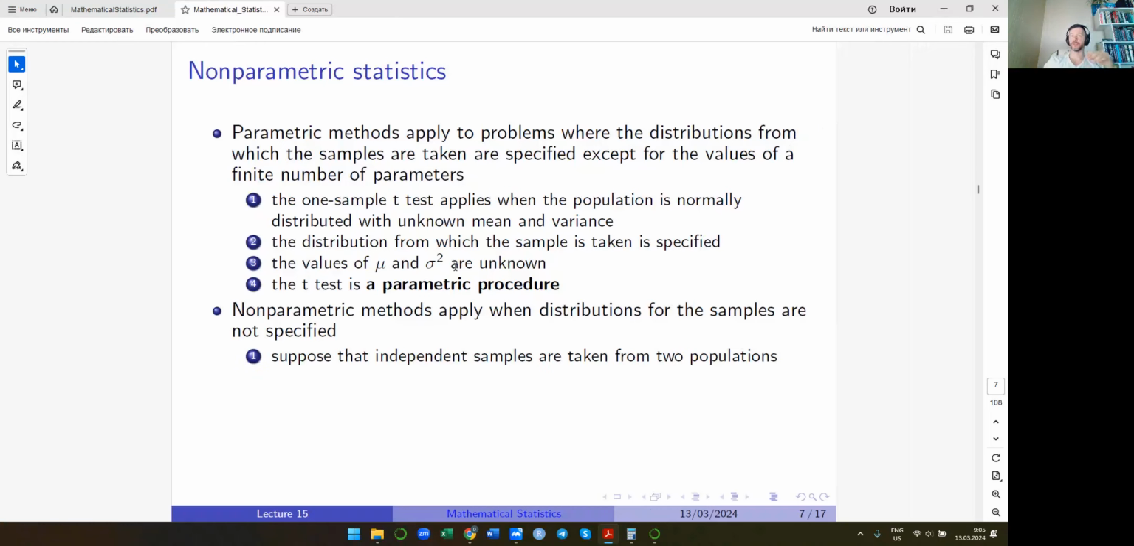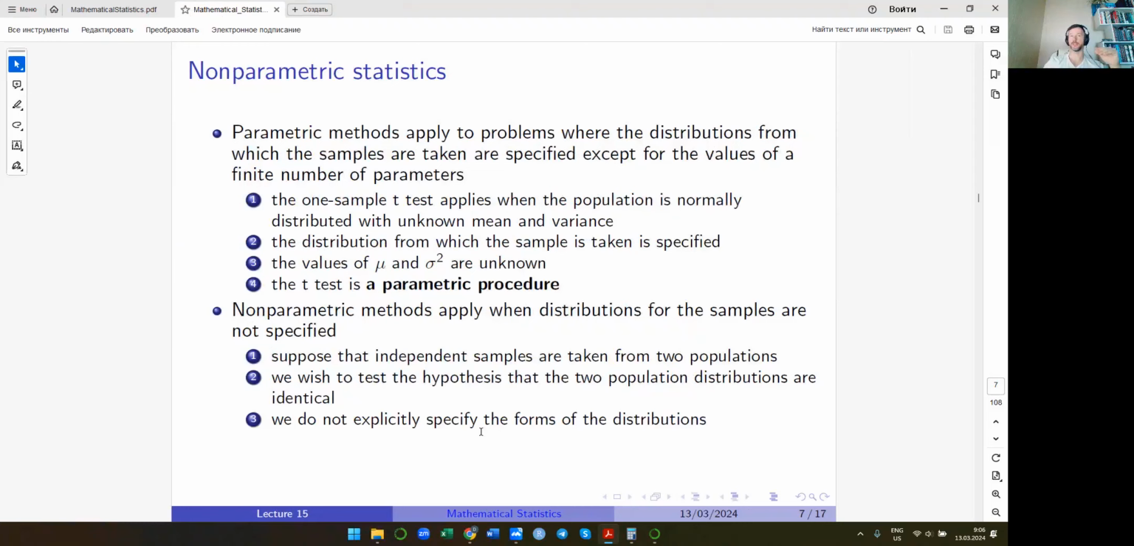So suppose that independent samples are taken from two populations. You see that we don't specify, we don't assume anything about the underlying distribution. We just know that there are two independent samples taken from two populations. And in non-parametric methods, we want to test if the two population distributions are identical. Again, we don't care what the shape of the distribution is. But we want to test this claim that the two distributions are identical.